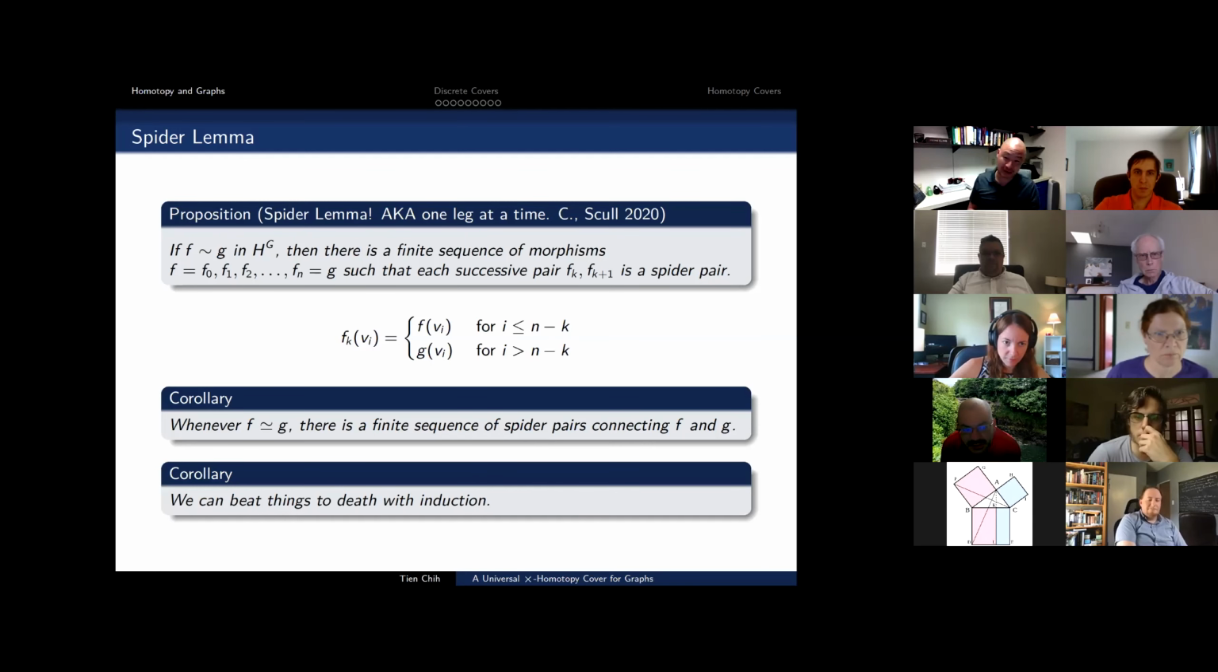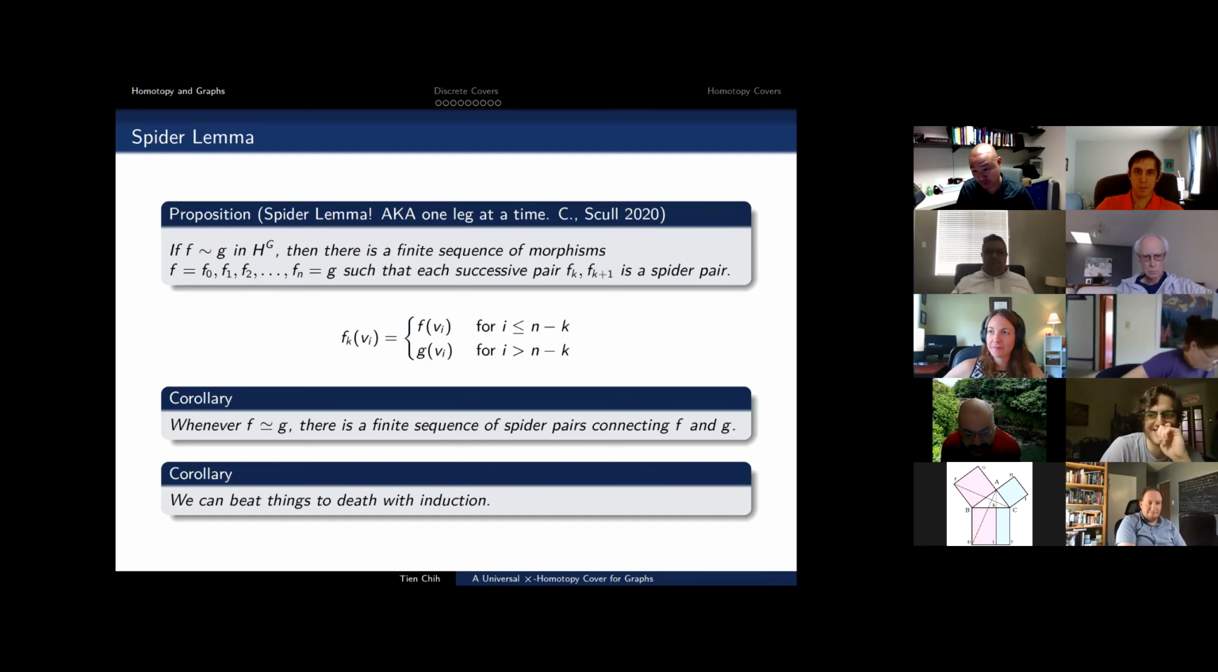And so the corollary to this is that not only do we get an image for what the homotopy is actually doing without having to refer to this awful definition, but we also get to beat things to death with induction because we have a very clean and simple categorization of homotopic. And so if we want to prove something is true for a pair of homotopic morphisms, we really only have to prove it's true for spider pairs.